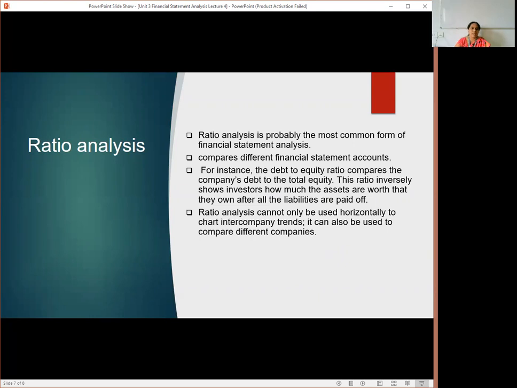Ratio analysis can be done with a horizontal analysis or an intercompany analysis. So you can use ratio analysis to compare a company's performance or position with that of the previous years, or you can use ratio analysis for making intercompany comparisons as well. So, for example, a small company and a large company cannot be compared on pure dollar value.